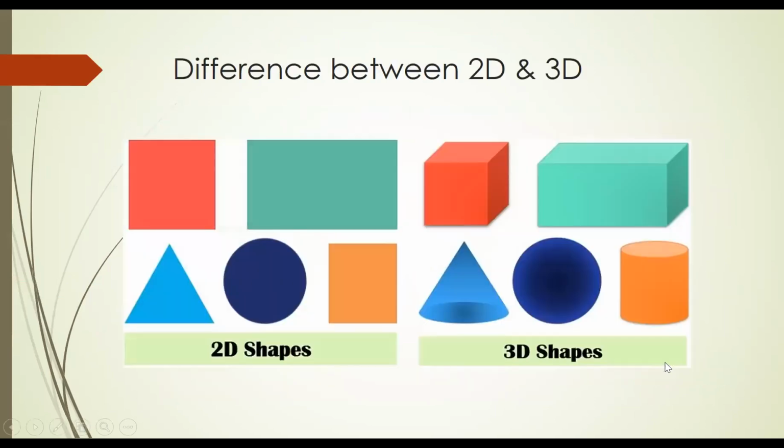Yeah. So this is a basic. What is the basic difference between 2D and 3D? Now, if you can see on my screen, this is a rectangle. This is also a rectangle. But the thing is, you can see a third dimension also.